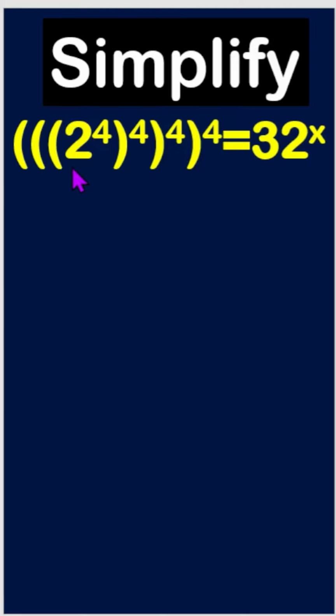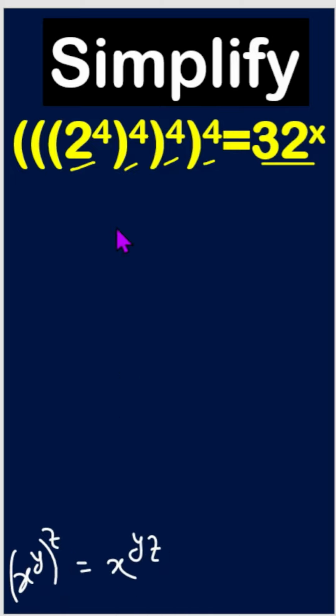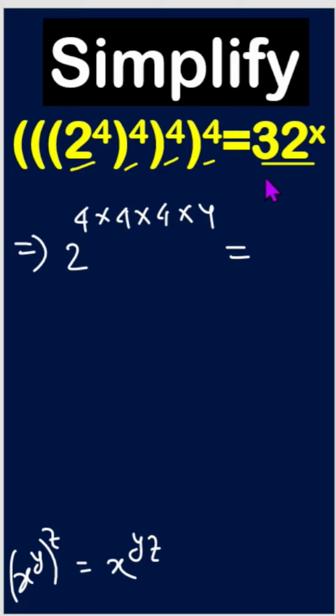Simplify this nested exponent. Here is (2^4)^4)^4 equals 32^x. So we know (x^y)^z means x^(yz). So this one will be 2 to the power 4 times 4 times 4, and here 32 should be 2 to the power 5, and here is x.